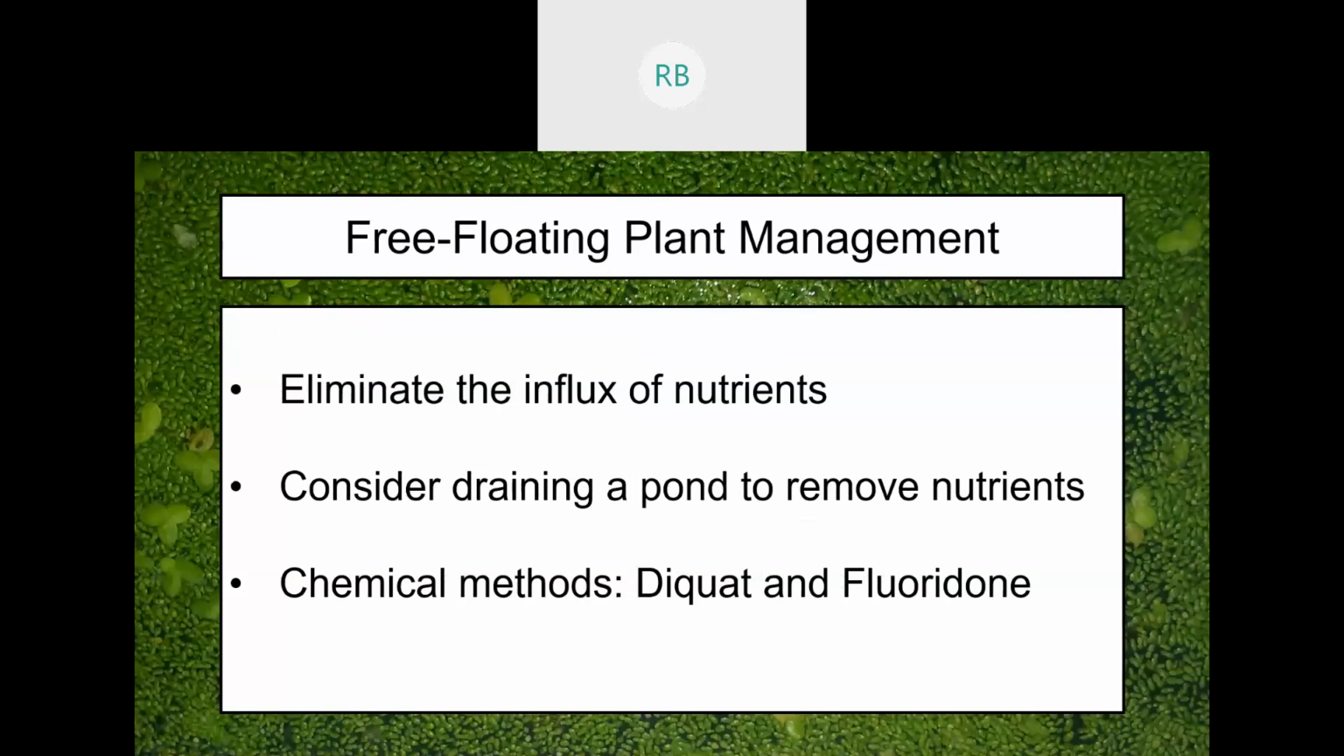Chemical methods that are available include diquat. Please note that diquat has been outlawed in the European Union, but it is still labeled for use in the United States. Normally, what I would recommend is the use of a chemical known as fluridone, which will work to get rid of these plants. As always, please read your label directions on any chemicals you put in your pond.